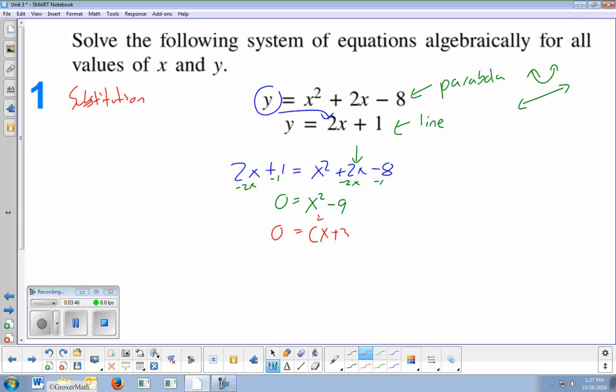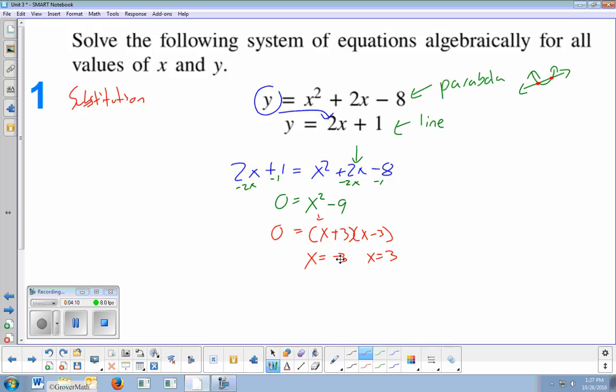I got x plus 3 and x minus 3. And so I get solutions of x equals negative 3 and x equals positive 3. Now what you have to remember when you're solving a system is you're solving for where a graph crosses. For example, if this line is crossing this parabola, in this case, we're going to get two different answers. One here and one here.